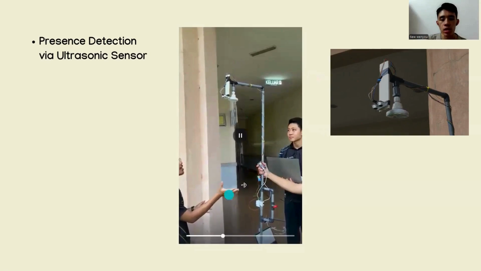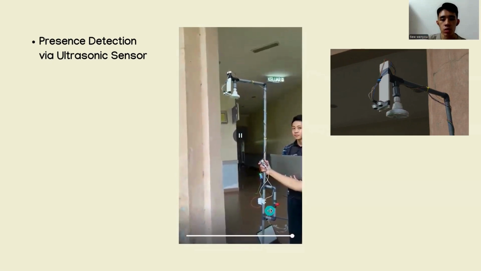As you can see, when the ultrasonic sensor detects the object under the shower head, it will trigger the valve to allow the water flow, and the water will come out from the shower head.